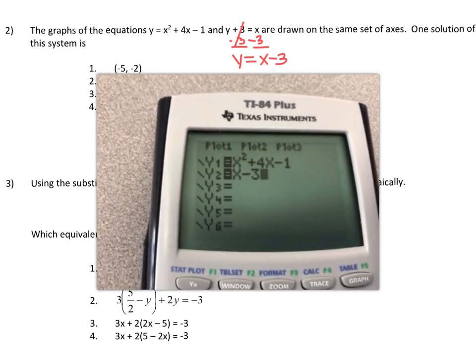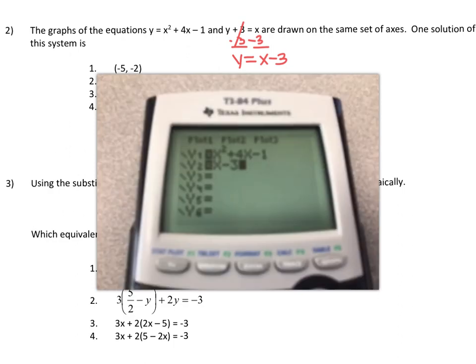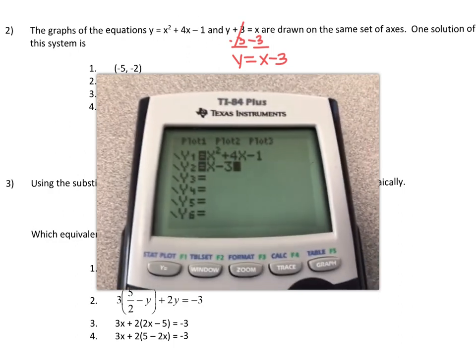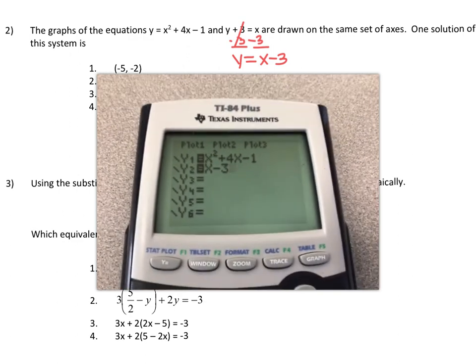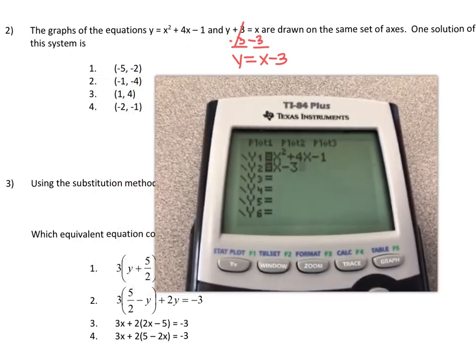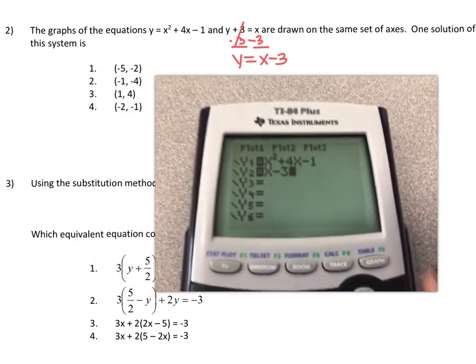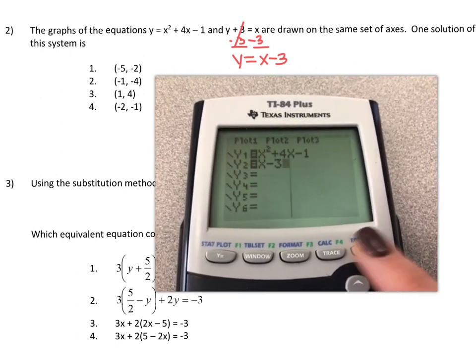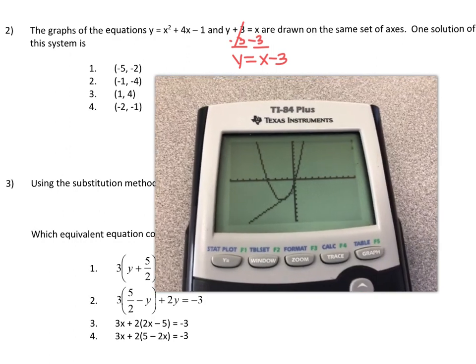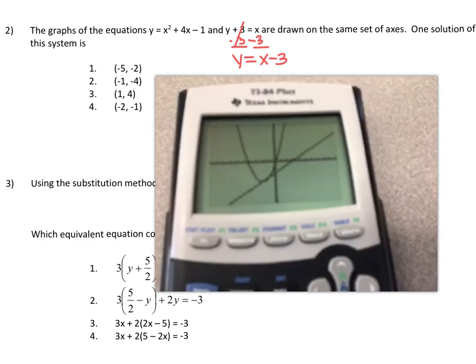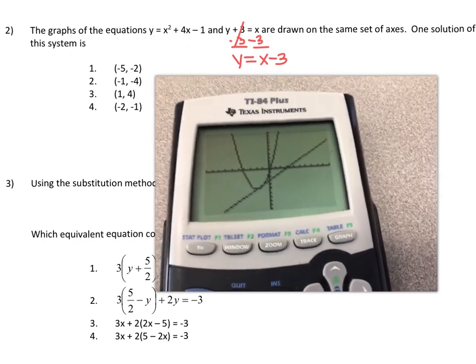Okay, so I went to y1 and plugged in this first function, and I went to y2 and plugged in the second function. Now, you can do one of two things. You know what, let me just move this over so we can see our answer choices. You can either hit graph, right? So here's graph. And you can look at the graph, and actually it's kind of hard to see exactly where it's intersecting in there.